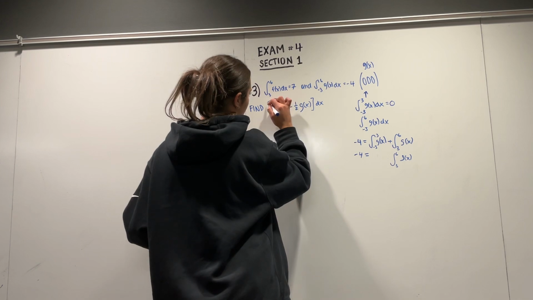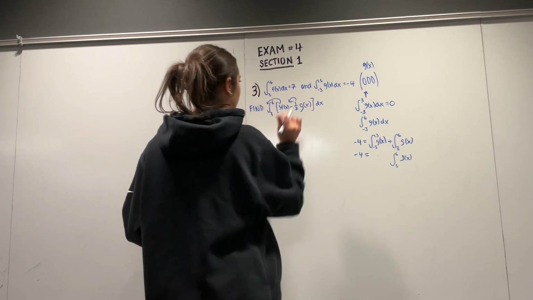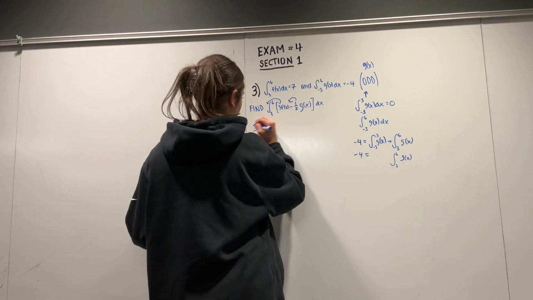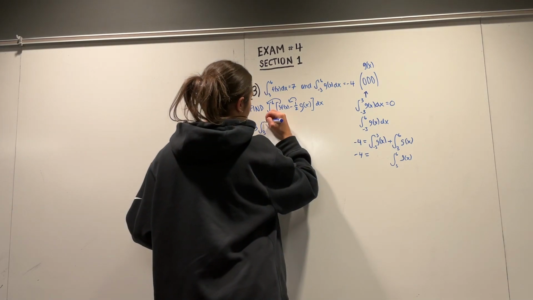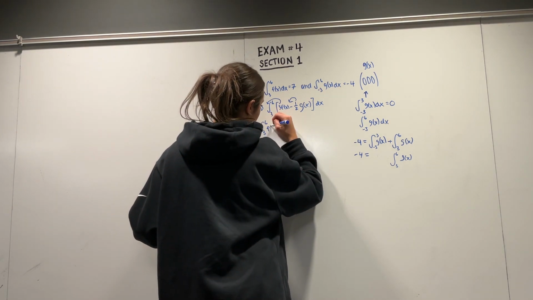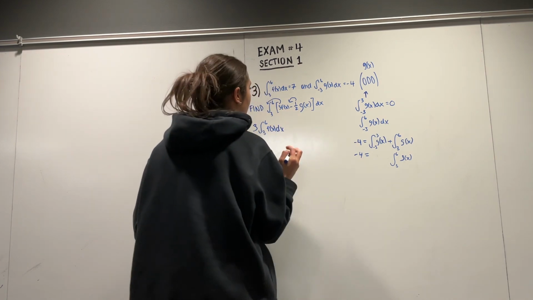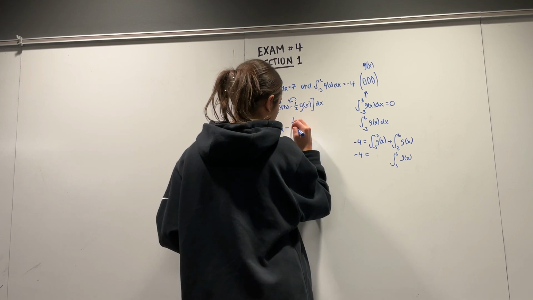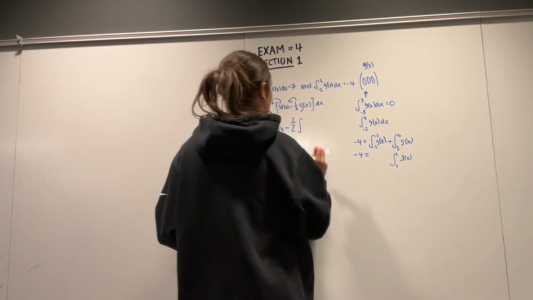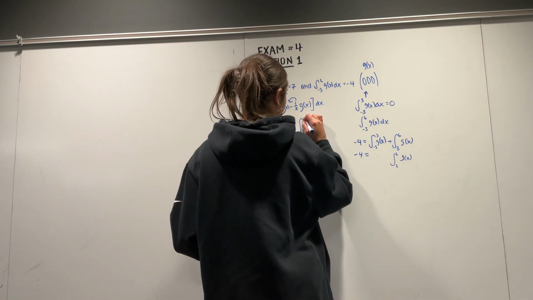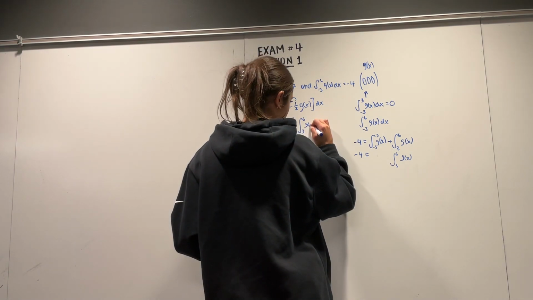You can remove the constants, put them both to the front, and do 2 integrals and separate. So it's going to be 3 times the integral from 3 to 6 of f of x dx, and then minus, again with the constants taken out, the integral from, again, 3 to 6 of g of x dx.